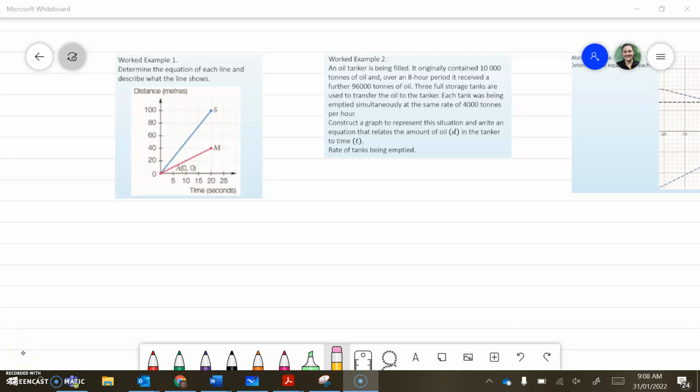Okay, this video is for all graphs and their equations. So this first one here, we want to determine the equation of each line and describe what the line shows. So the first one I'm going to find is for line S. So I need to choose 2 points on that line. So one point is 0, 0.